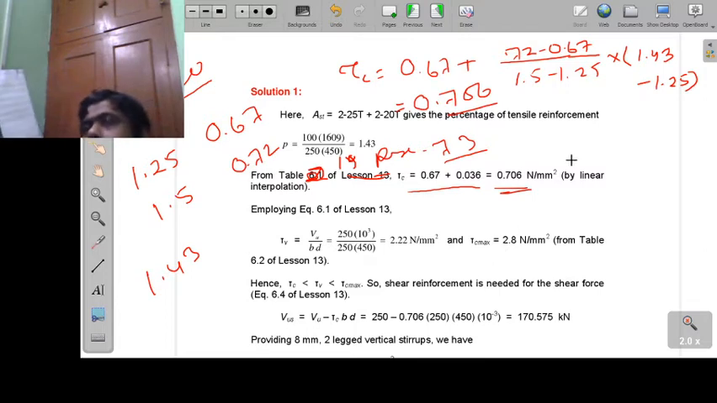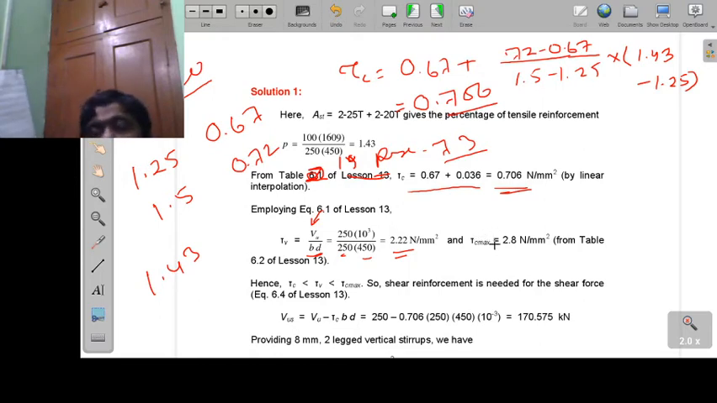Now that is the design shear stress. Now you have to find out the nominal shear stress. What is the nominal shear stress? Nominal shear stress as per the code book is Vu divided by BD. Vu in the problem is given as 250 kilonewtons, so 250 into 10 to the power 3 divided by B into D. B is given 250, D is given 450. This value is coming how much? 2.22 MPa.